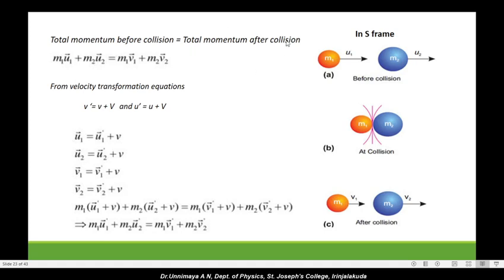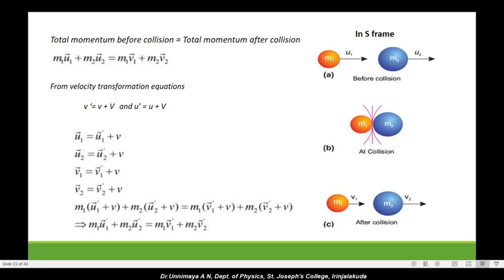What is the total momentum after collision? Momentum of the first particle after collision plus momentum of the second particle after collision. Since the velocity changes from u1 to v1, the momentum of the first particle is m1 v1, plus the momentum of the second particle, which is m2 v2. So the concept of total momentum before collision equal to total momentum after collision can be mathematically represented as m1 u1 plus m2 u2 is equal to m1 v1 plus m2 v2.